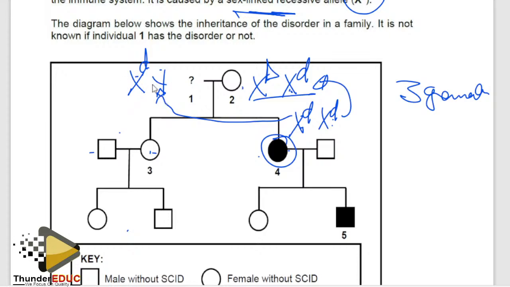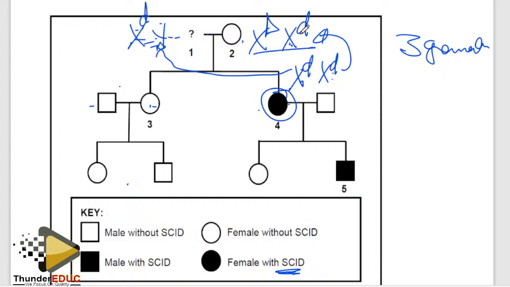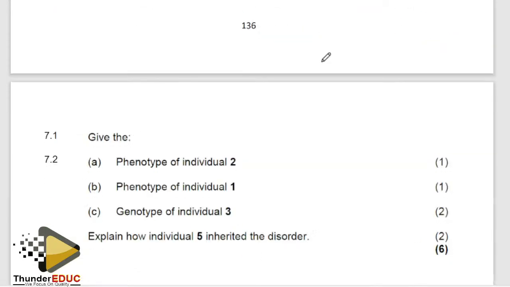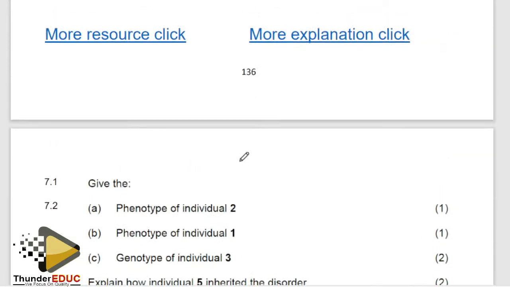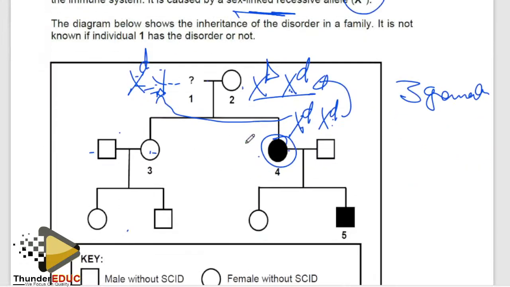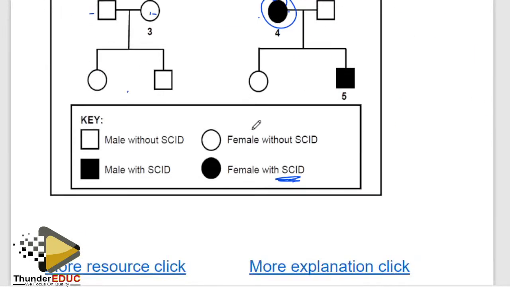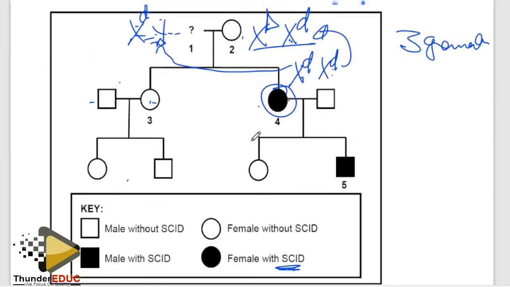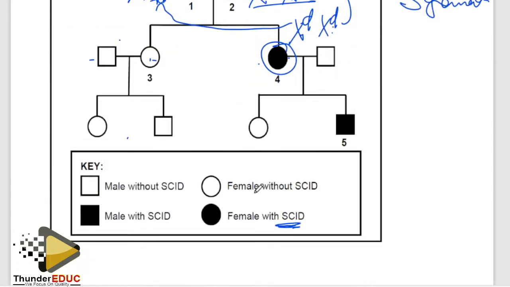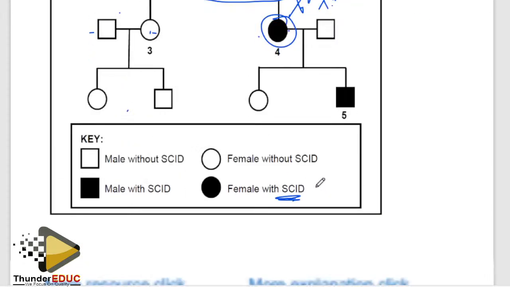How do we identify this, ne? Now let's go to the next question. Identify the phenotype of individual 2. The phenotype of individual 2: we have said that this person is normal. A normal male or female? A normal female, or female without the disorder.